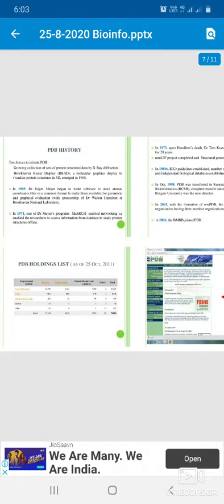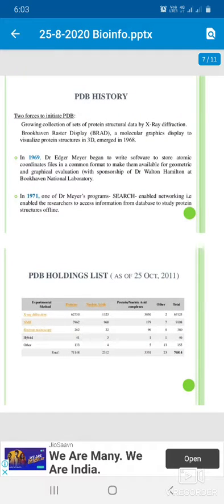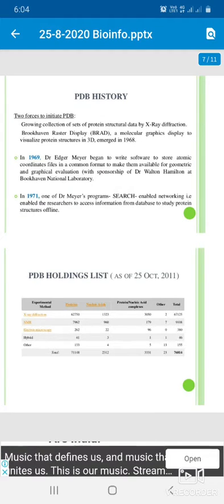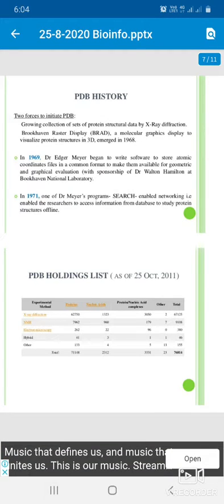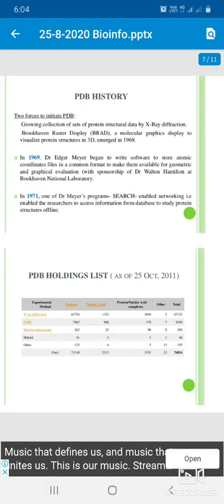PDB, as we discussed in the earlier slide. Here is a brief history. The PDB is a growing collection of sets of protein structural data from X-ray diffraction, started at Brookhaven. Raster display and molecular graphics display to visualize protein structure in 3D emerged in 1968.